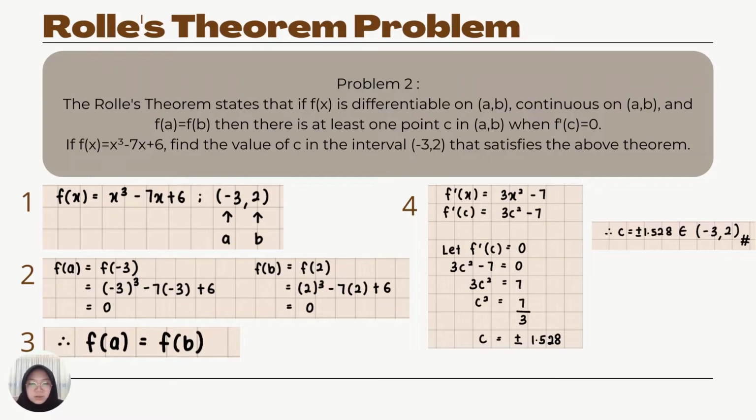So when we square root the number, we get two values, one positive and one negative. The final answer will be c equals plus minus 1.528, element in bracket negative 3, 2. Make sure you always write your final answer in this form because this is the correct form of writing your final answer.